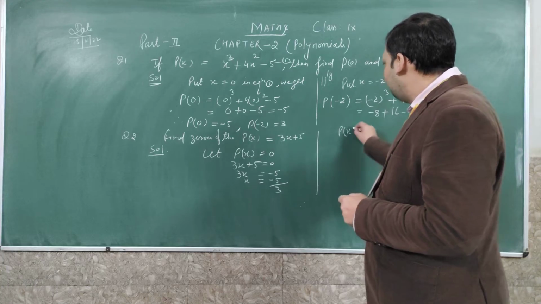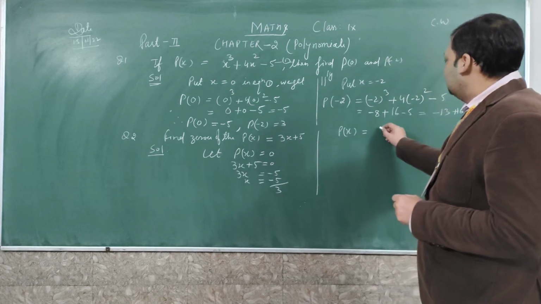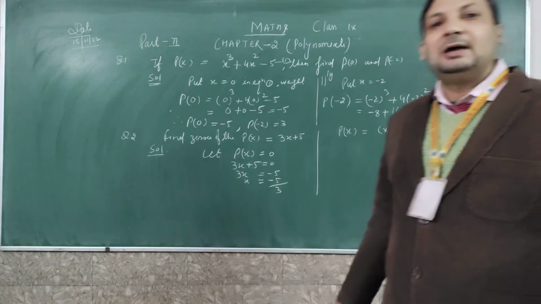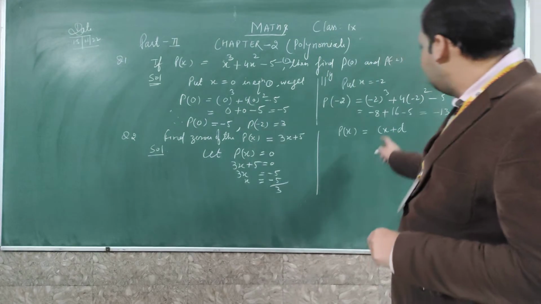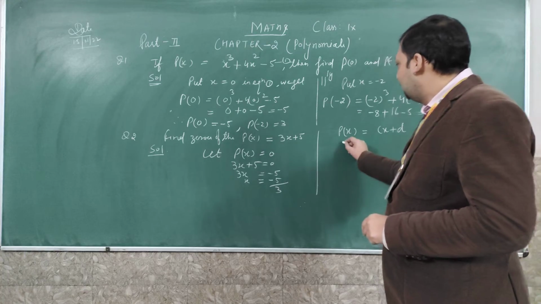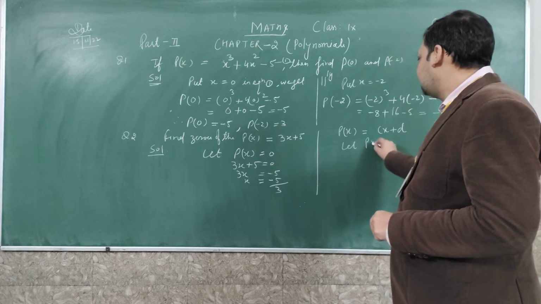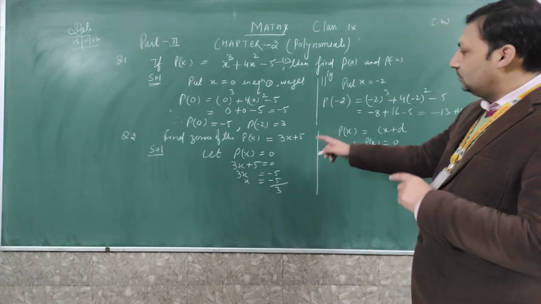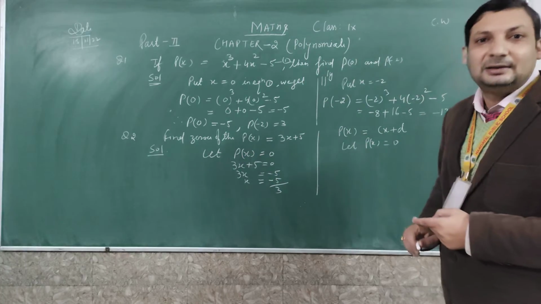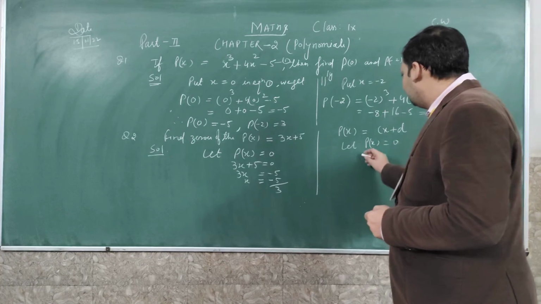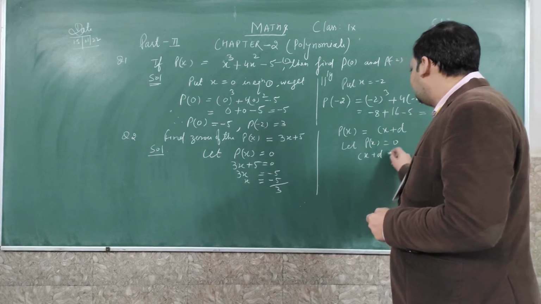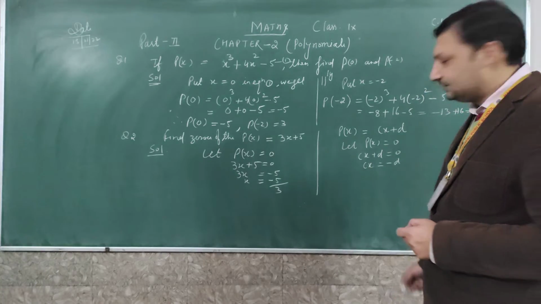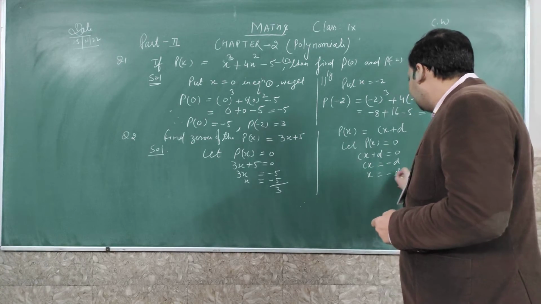I will take this time the polynomial px equal to cx plus d. It means I am taking it in variable form, like 3x plus d. So what I will do, I will solve it the same way: let px equal to 0. Every time we have to follow the same format. But the previous question was in numbers and this one is only in letters. So now px equal to 0 means cx plus d equal to 0. So cx equal to minus d, or x equal to minus d by c.